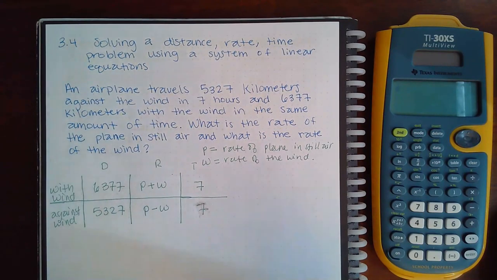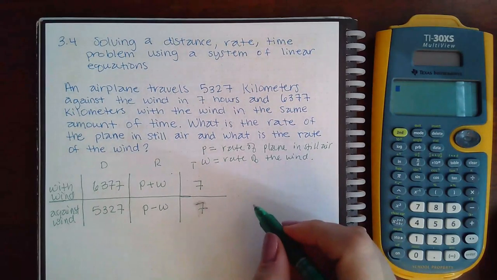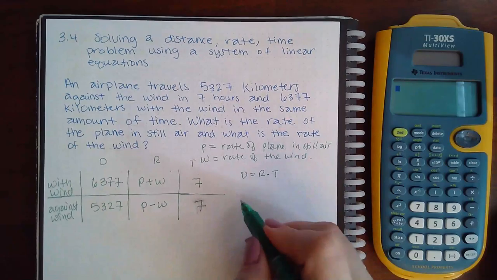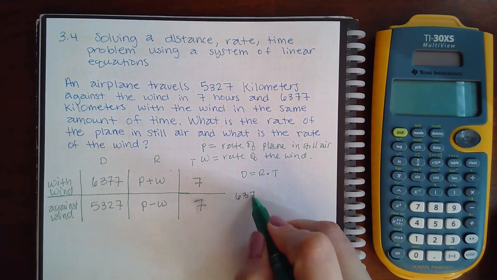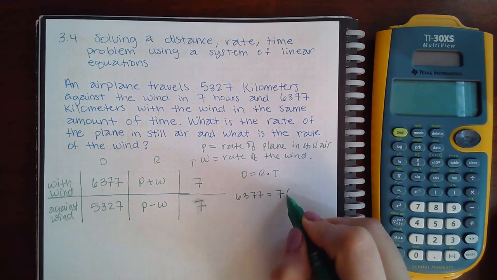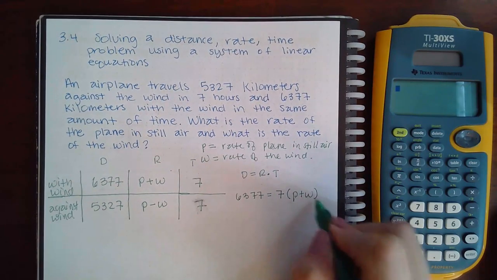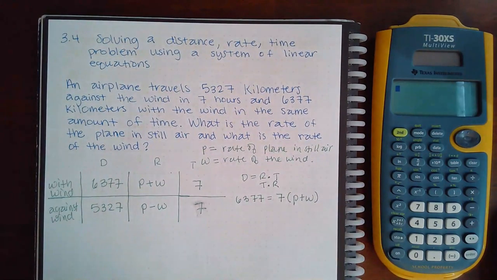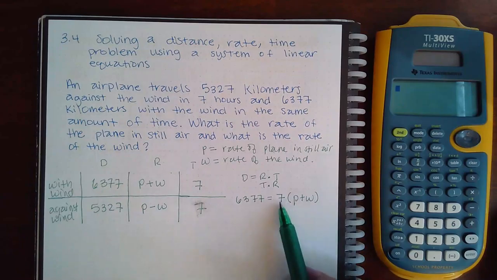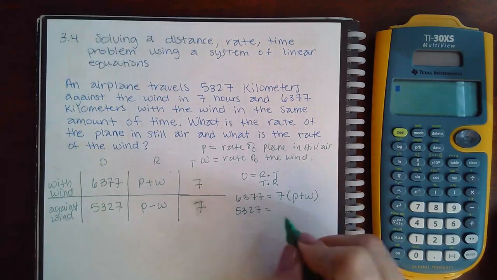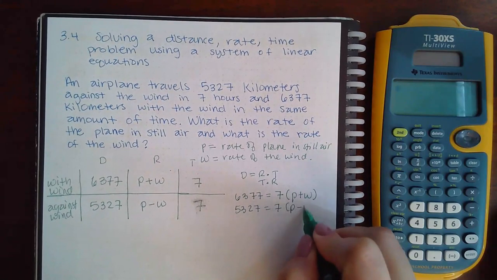Okay. So then now I can put my equations together because I know that distance equals rate times time. So the first equation we have is 6,377 equals, and I'm going to put the 7 in the front, but time times the rate, it doesn't matter if it's t times r or r times t, it's the same thing, you're still multiplying. We just like, when we distribute, we like the number to be in front. So 5,327. And then the 7 in the front and P minus W.